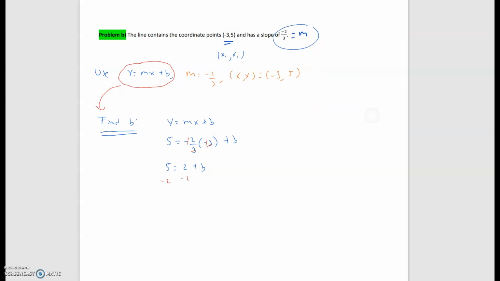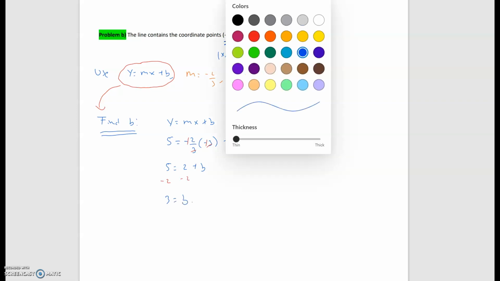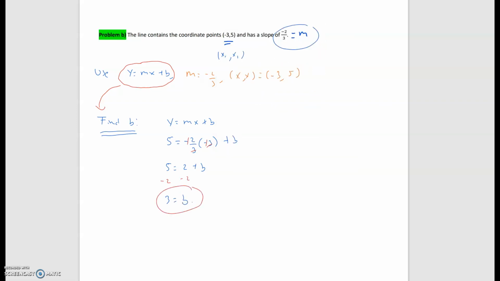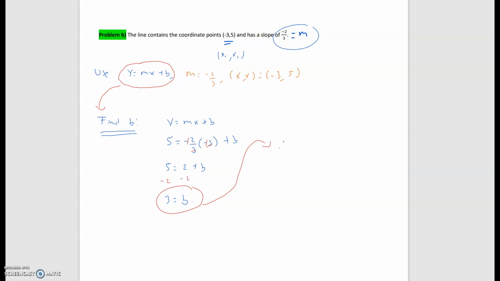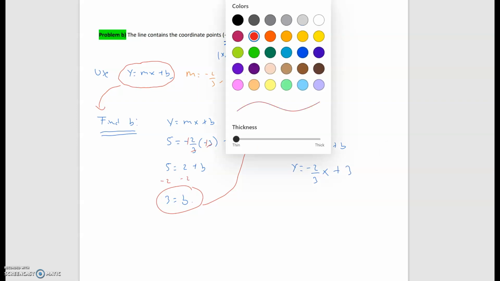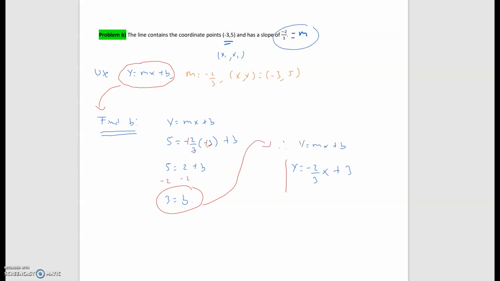And then we would have that 3 is equal to b. Okay. From here, let me go to the solution. In this case, this is y is equal to mx plus b, or y is equal to negative 2/3 of x plus 3. That would be our final answer.